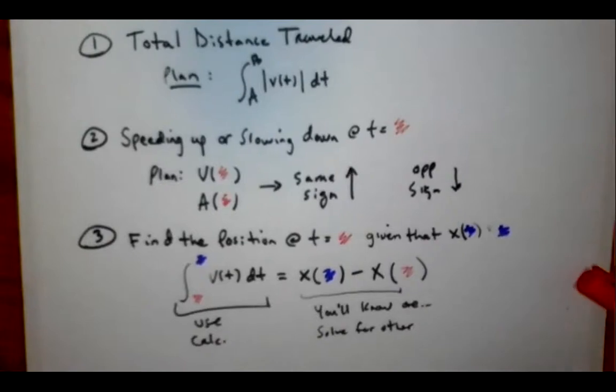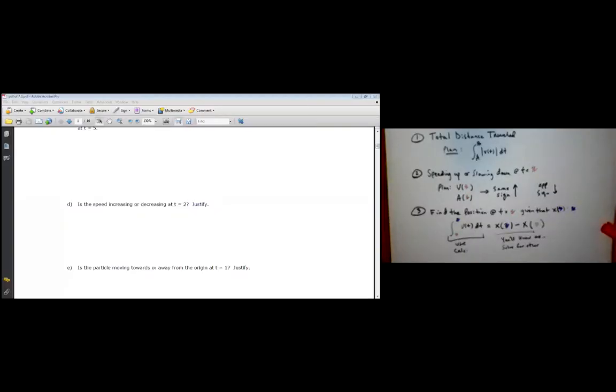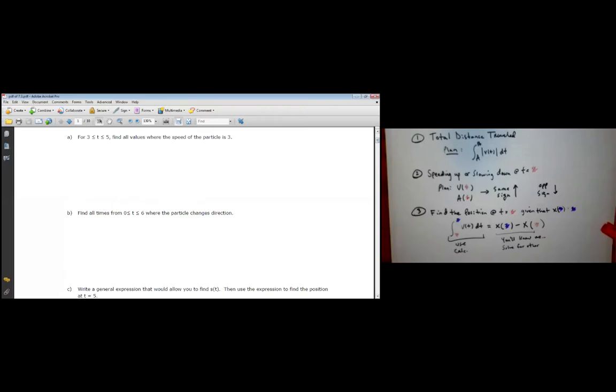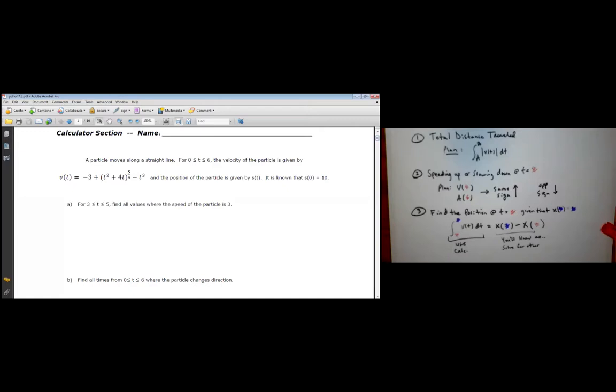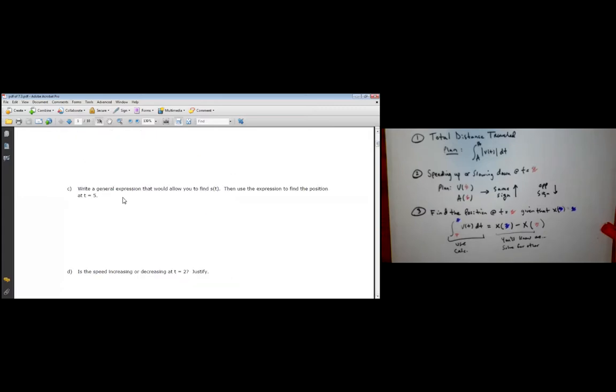So if you look back to the problem we just did, Sarah, up at the top, look what they tell me. They tell me that we know s of 0 is 10. So whenever I need to find one, it's going to be the bound that I have information on in this problem, which is bound 0. So if you look at question C, find the position at t equals 5.